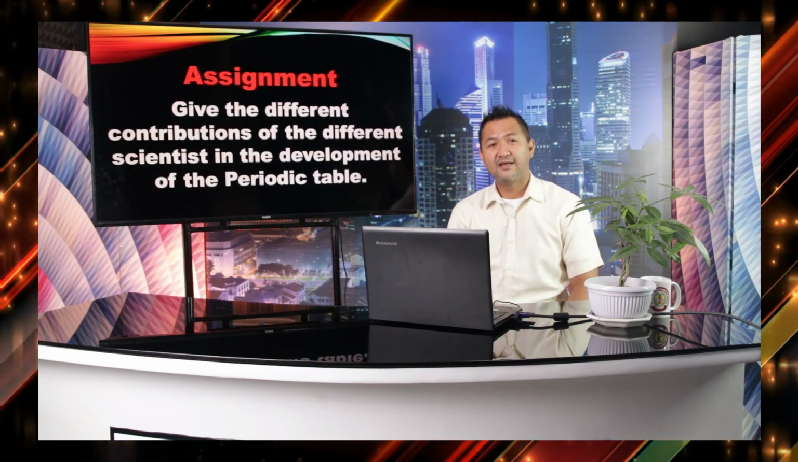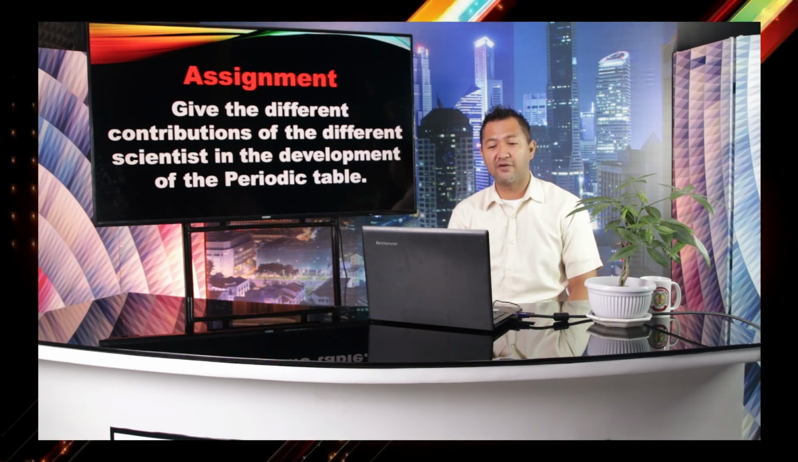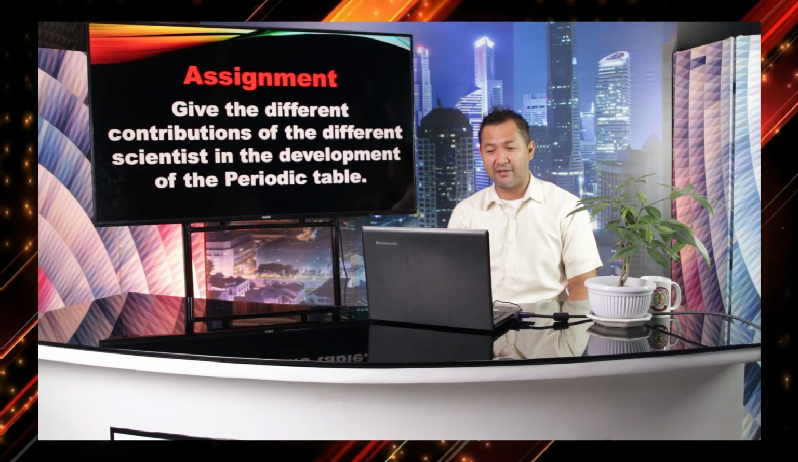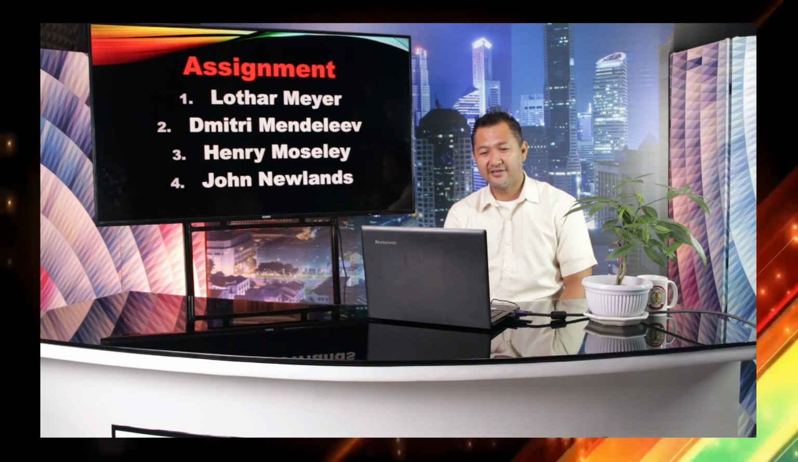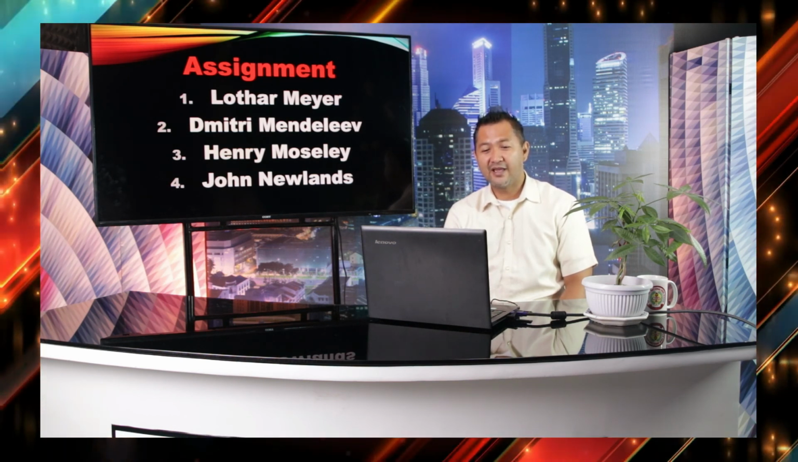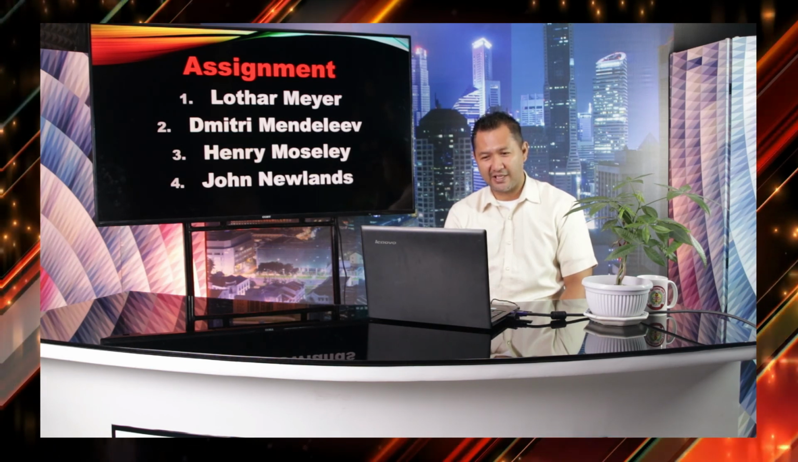Good job, students! I hope that you were able to answer the test correctly. For your assignment, give the different contributions of the different scientists in the development of the periodic table. Number 1, Lothar Meyer. Number 2, Dmitri Mendeleev. Number 3, Henry Moseley. And number 4, John Newlands.